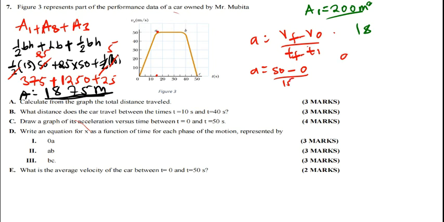So a will be equal to, allow me to say from O to A, to make things simple. What is the acceleration from O to A? So it is 50 divided by 15, which is 3.3 meters per second squared.